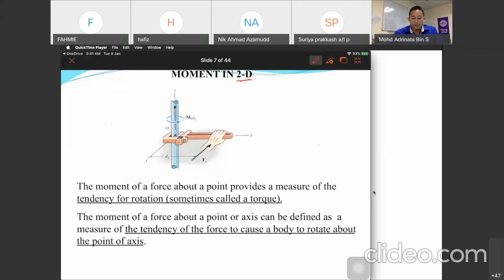Okay, so the moment of a force about a point or axis can be defined as a measure of the tendency of the force to cause a body to rotate about the point or axis. So the point to rotate, this is Z. If you give the force of Fx, the body will try to make a rotation. Okay, so if you give the moment, the resulting action will be a rotation.